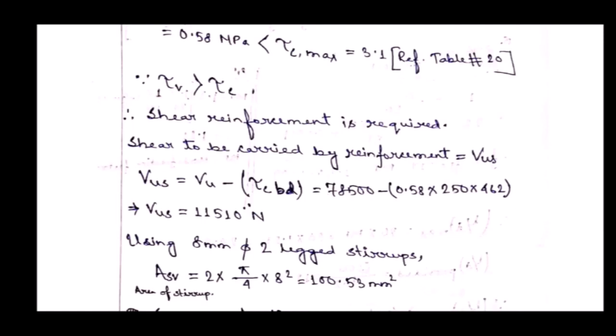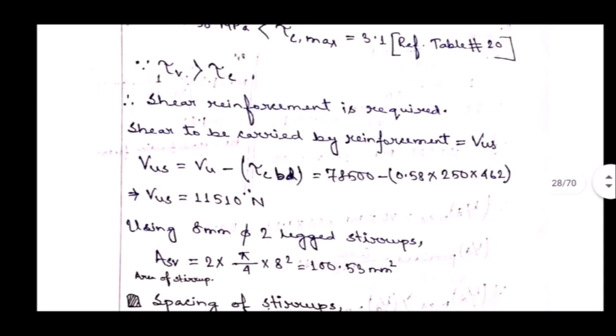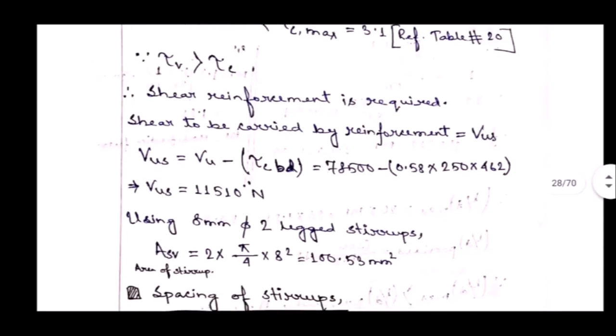The shear to be carried by reinforcement is Vus. So Vus is Vu minus tau c into bd. Tau c into bd means the shear carried by the cross section, that means by the concrete. So the excess value Vus which has to be carried by reinforcement is 11,510 Newton. Using 8 mm dia 2-legged stirrup, now Asv, that means the area of stirrup, is 2 into pi by 4 into 8 square, that is equal to 100.53 mm square.